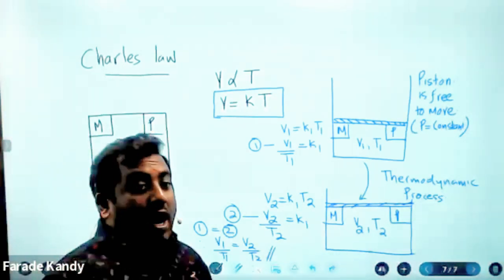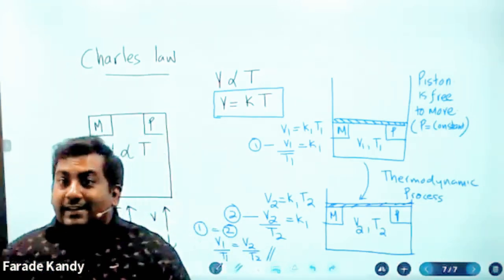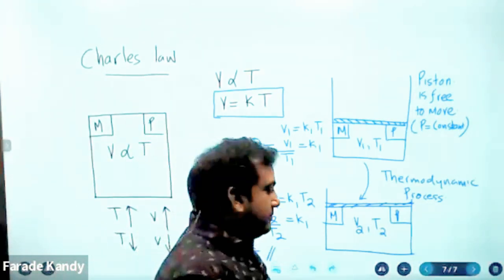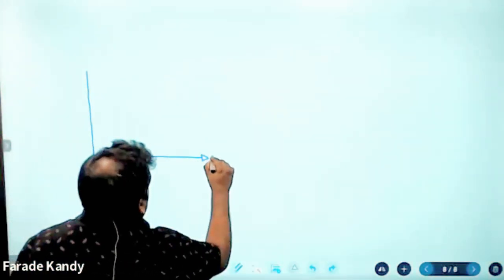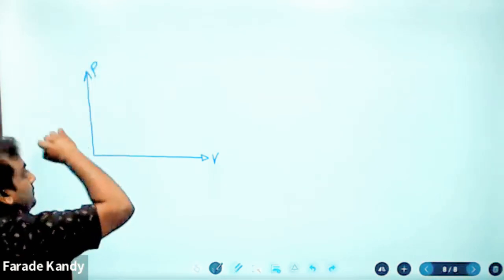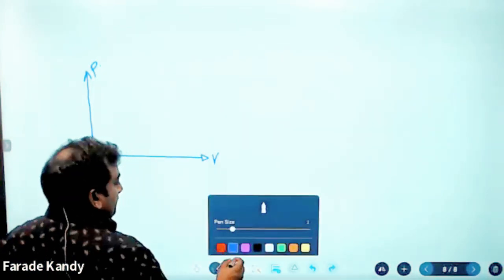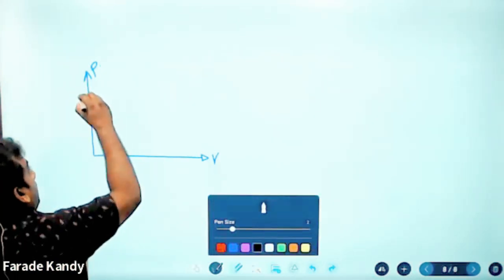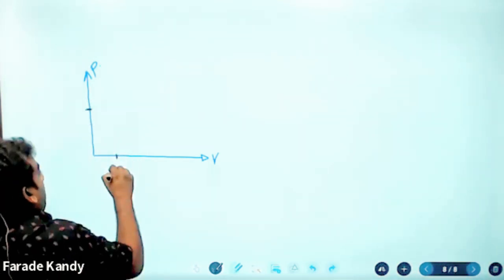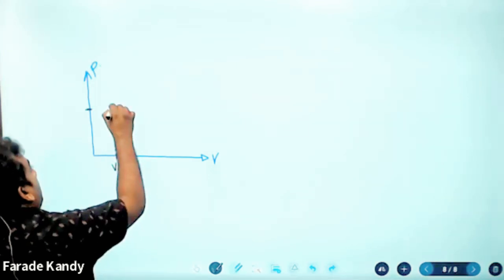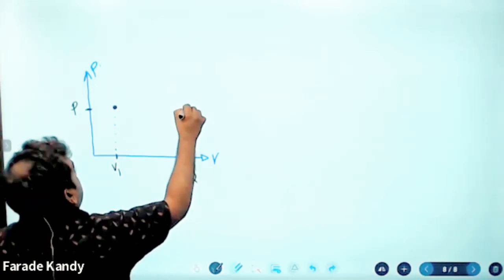Okay. Now, how do I represent this in a PV graph? None of you in chemistry know how to represent this in a PV graph. How do I represent Charles' law in a PV graph? What did you learn? PV graph. Charles' law, pressure is constant. Initial volume V1, pressure is P. Final volume V2, pressure is the same, P.